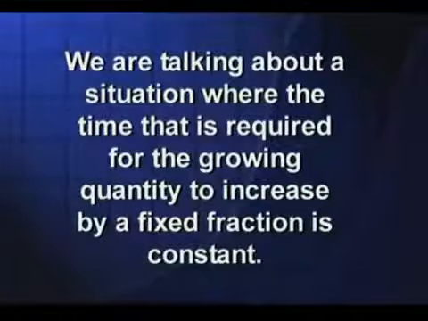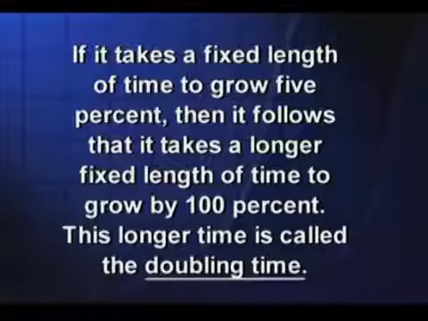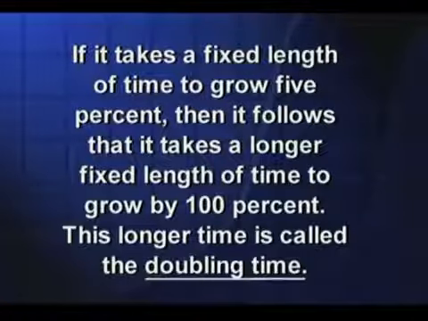And so we're talking about a situation where the time that's required for the growing quantity to increase by a fixed fraction is a constant. 5% per year, the 5% is a fixed fraction, the per year is a fixed length of time. Now that's what we want to talk about, it's ordinary, steady growth. Well, if it takes a fixed length of time to grow 5%, it follows it takes a longer fixed length of time to grow 100%. Now that longer time is called a doubling time.